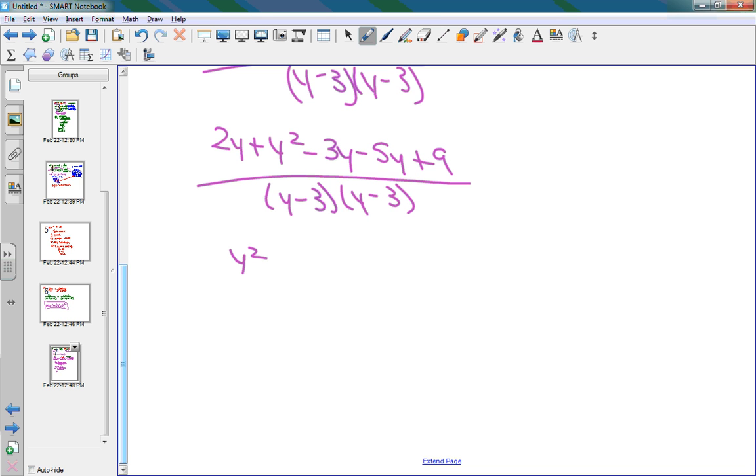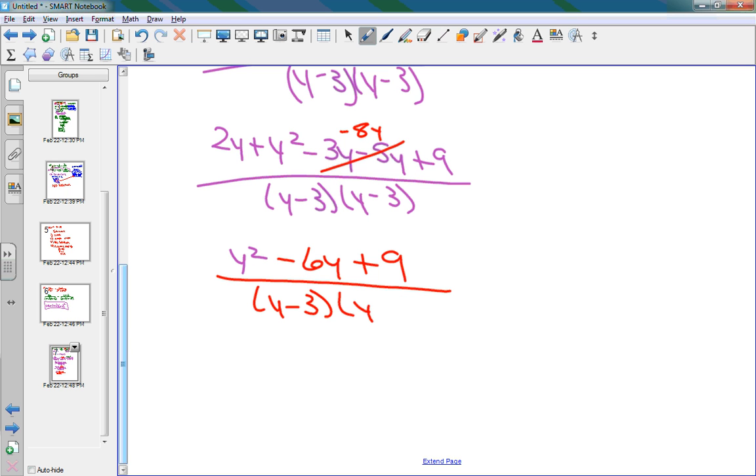So y squared. What's negative 3 yo-yos and negative 5 yo-yos? Negative 8. Negative 8 yo-yos and 2 yo-yos give me negative 6 yo-yos plus 9 all over y minus 3 times y minus 3. So now I've combined my like terms, right? Am I done? No. Why?